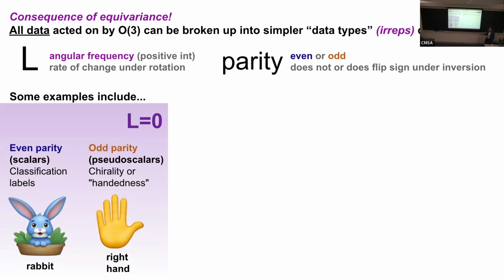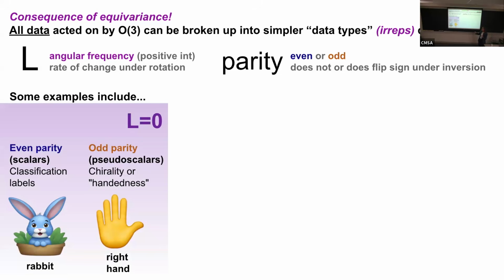Let's start with things that have 0 angular frequency, so they don't change under rotation, but they might change under inversion. So if I have a picture of a rabbit, that is a classification label. That classification label does not change if I rotate. It does not change if I mirror the rabbit. It is still a rabbit. It might look slightly different. So this is a scalar.